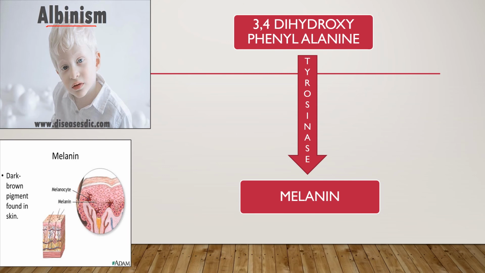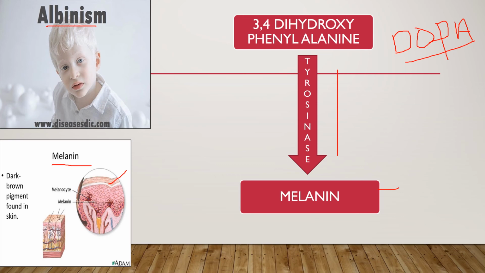If you take the skin color, melanin is a pigment which is responsible for the skin color, and it is produced within the melanocytes. And this melanin pigment is formed from 3,4-dihydroxyphenylalanine. We call it DOPA, D-O-P-A. And for the formation of melanin from DOPA, an enzyme called tyrosinase is required.